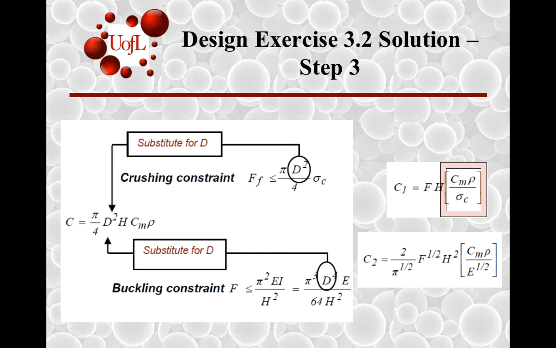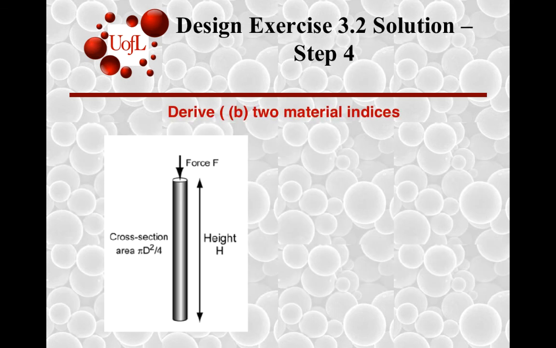Of course, if you're minimizing based on one constraint alone, all you have to do to minimize the cost is to maximize this sigma c by Cm rho. Let us see how we go about doing this.